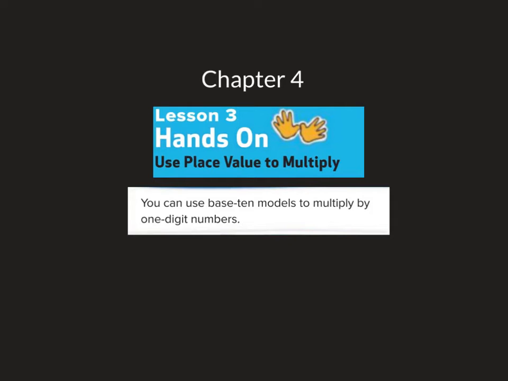And welcome to Chapter 4, Lesson 3. Today we are going to be talking about using place value to multiply. You can use base 10 models, which is what we're going to do, to multiply one-digit numbers. So let's take a look.